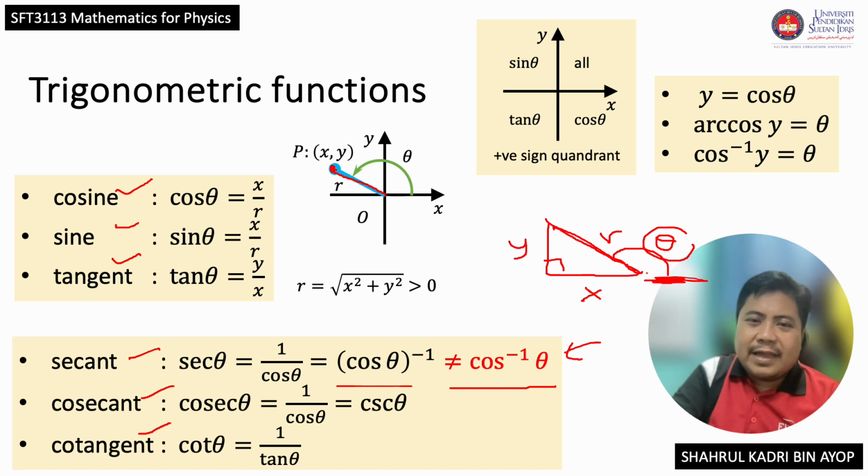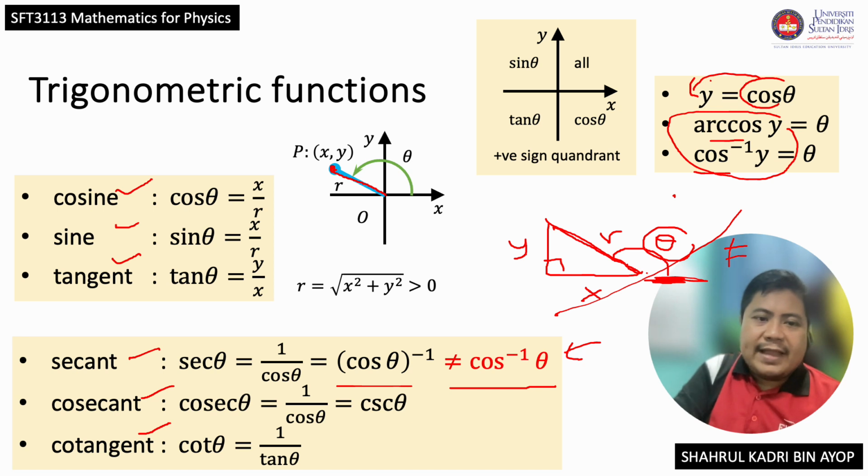If we look further, if you have any value of y equal to cos theta, then arc cos y equals theta. If you bring it to the left, you get arc cos, and this arc cos can be written as cos minus 1. So that means this is equal, but the previous one is not equal. So be careful. Similarly, for cosec, there is 1 over sin theta or csc theta. Cotangent theta is equal to 1 over tan theta, or this is tan theta to the power of minus 1.